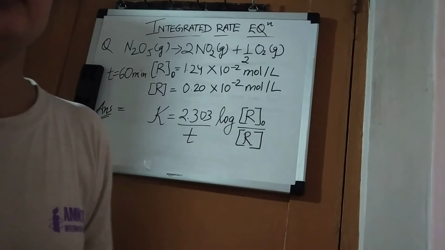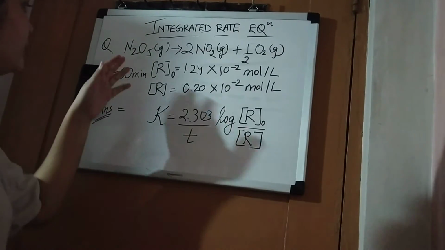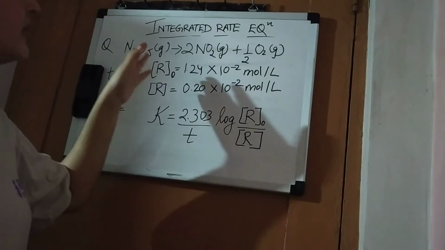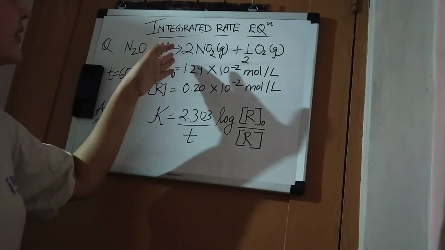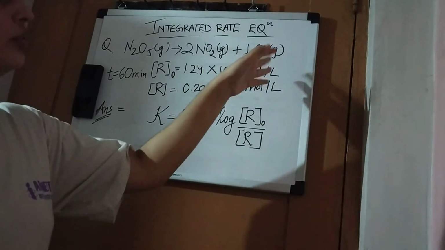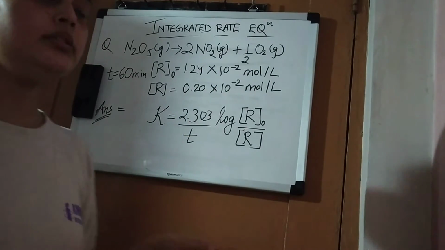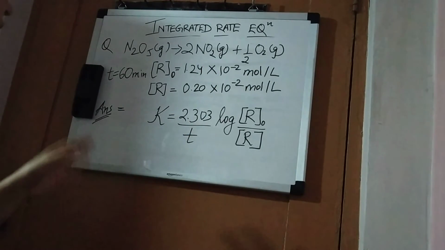Now let us see a problem related to this integrated rate equation. For example, a question is given that N2O5 gas is decomposing to 2 NO2 gas plus half O2 gas. They are asking for the rate constant of this reaction. So how to find it?